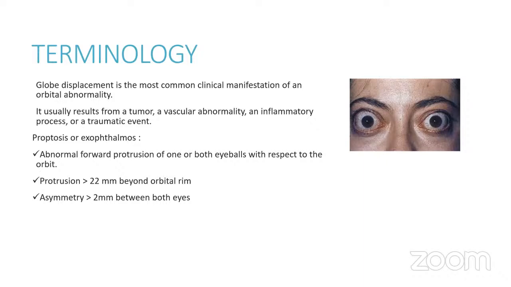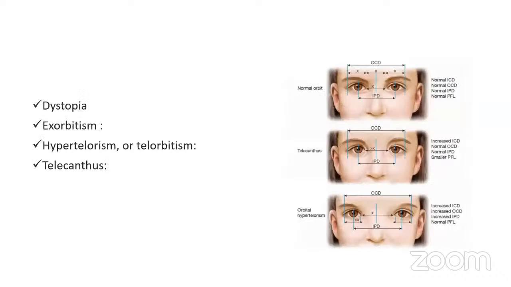Exophthalmos is a term used most often to indicate thyroid proptosis associated with thyroid eye disease. Next few terms include dystopia, exorbitism, hypertelorism, and telecanthus. So in dystopia, there is a coronal displacement of the eyeball. That is, the eyeball could be displaced inferiorly, superiorly, medially, or laterally. In exorbitism, the volume of the orbit is small, because of which the contents, which are normal, are protruding outside of the orbit.